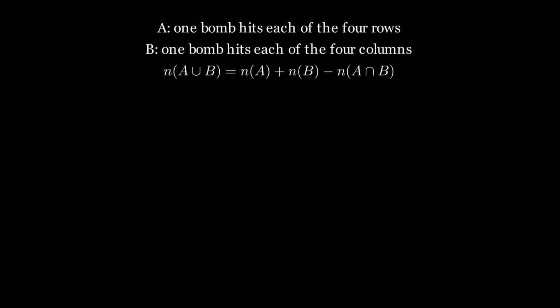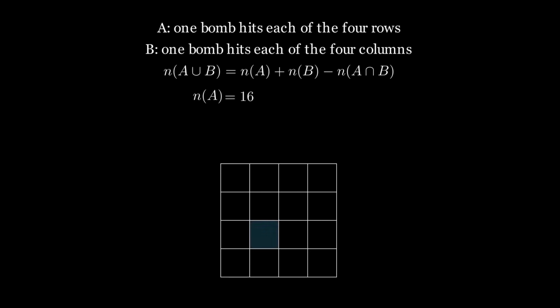Alright, let's find the number of configurations that satisfy the event A. The first bomb can be dropped on any of the 16 squares in the grid, resulting in 16 possibilities. Suppose the first bomb was dropped on this square. Since we need to cover all the rows, the remaining bombs cannot be placed in the same row as a previously dropped bomb. Therefore, the second bomb has 12 possible squares.